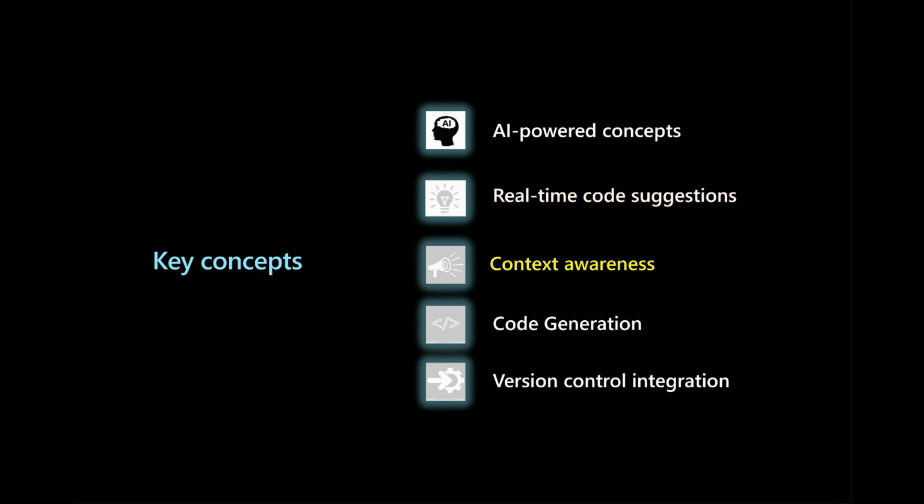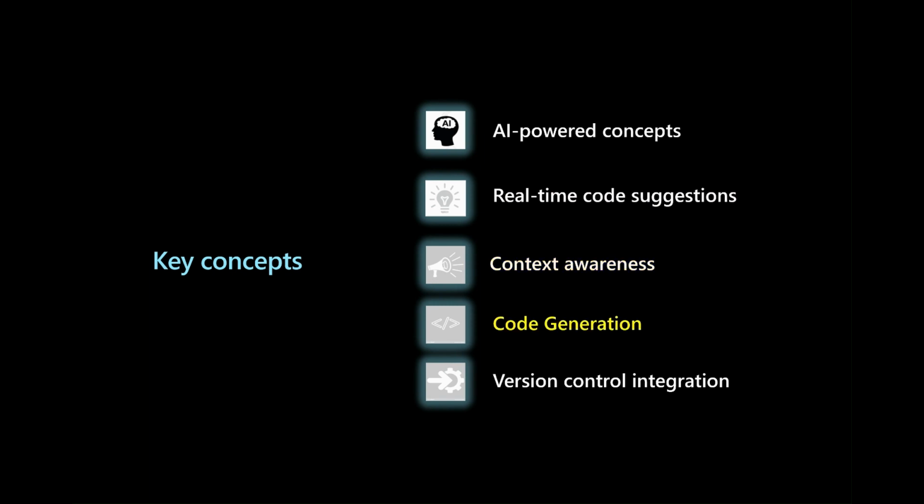We then have context awareness. One of Copilot's standout features is its ability to understand and adapt to the context of your code. It takes into account the programming language, variable names, data structures, and comments to provide relevant and context-aware suggestions.